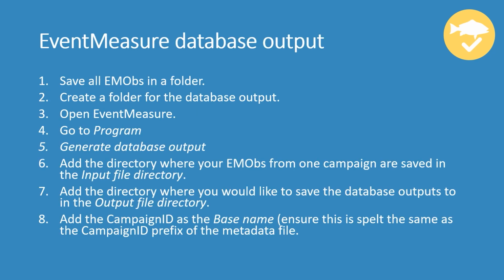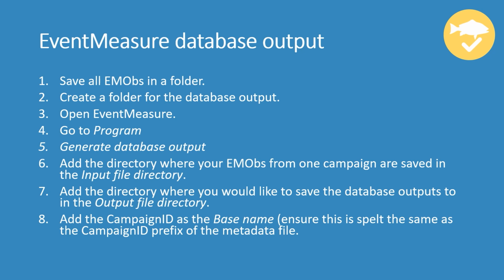To get an EventMeasure database output, you save all of your emobs in a folder. You create a directory or a folder where you want the database output to be saved. You open up EventMeasure, go to Program, click Generate Database Output. In the first entry box, you add the directory where all of your emobs are saved. In the second box, this is where you want to save the database outputs. You put the directory that you just created where you want the database output to be saved.